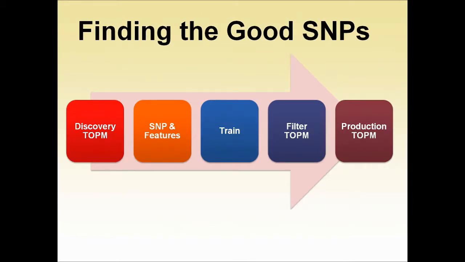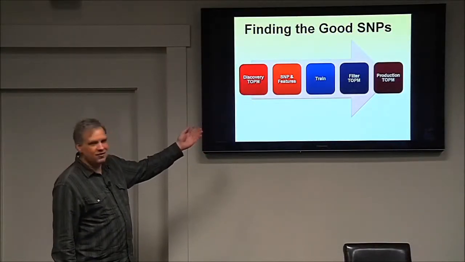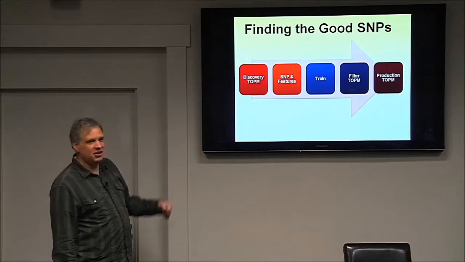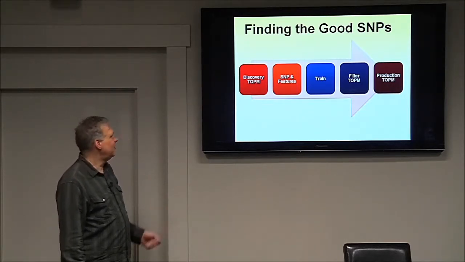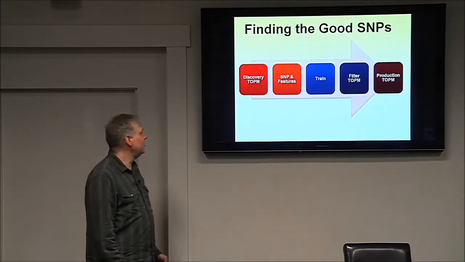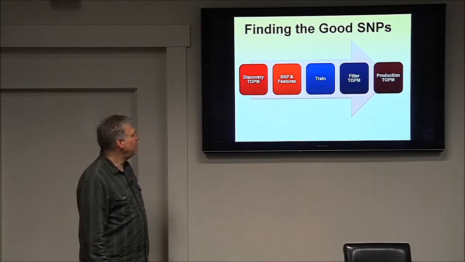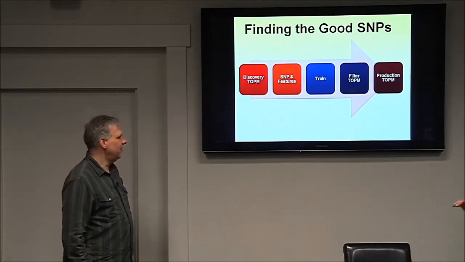So the idea is to put all the SNPs into the discovery TOPM and then look at all the features of these SNPs and train a machine learning model that will then tell us what SNPs are good and what SNPs are bad based on all their features and all the knowledge we can put into it. Then filter that TOPM down into a production TOPM that we distribute for everyone to apply in maize.